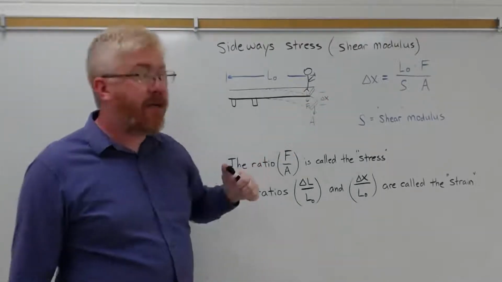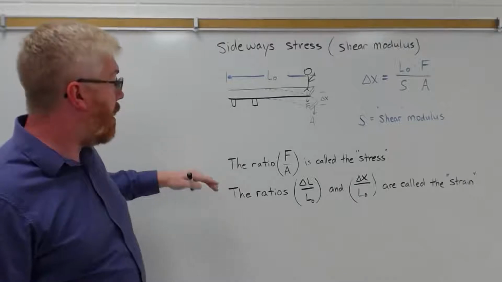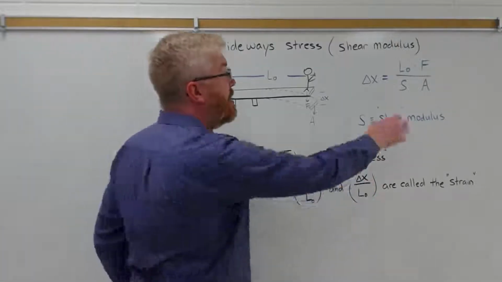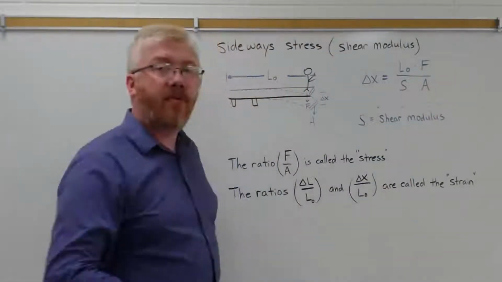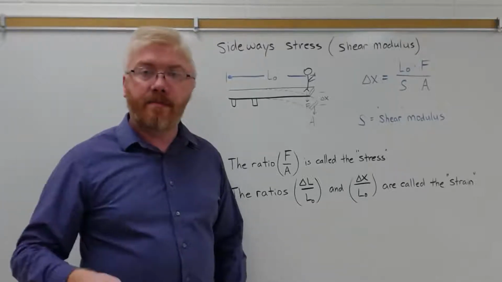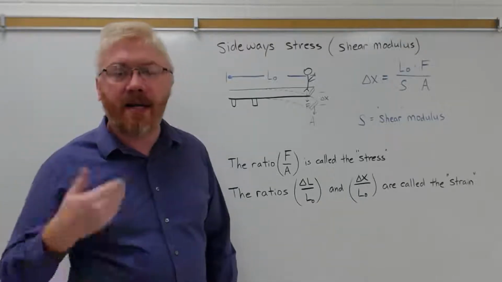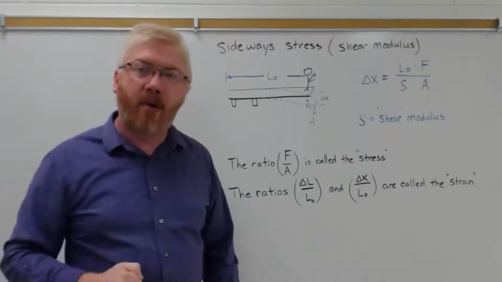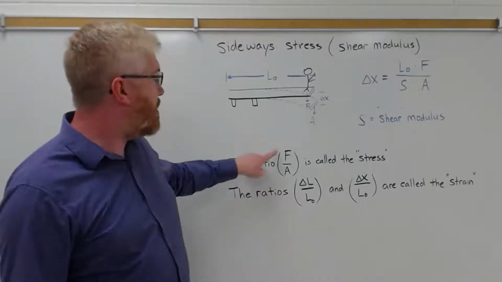Now, one thing I didn't mention earlier in the video, but I want to hit again, is the ratio F to A. You'll see this ratio, force over area, in the 3 different types of stresses and strains we're talking about today: Young's modulus, shear modulus, and in a moment, bulk modulus. All have this ratio F over A.